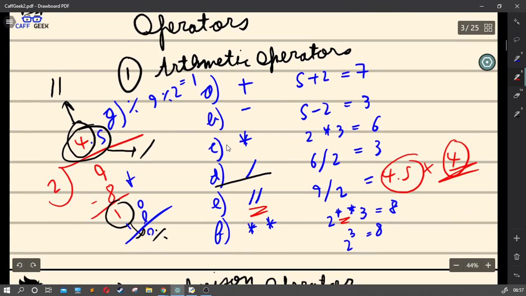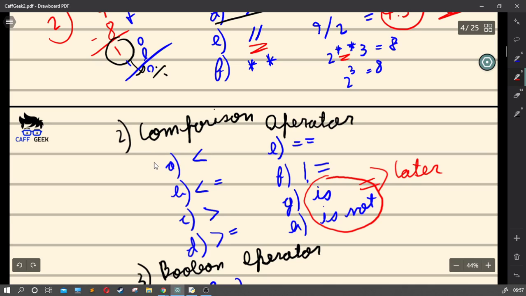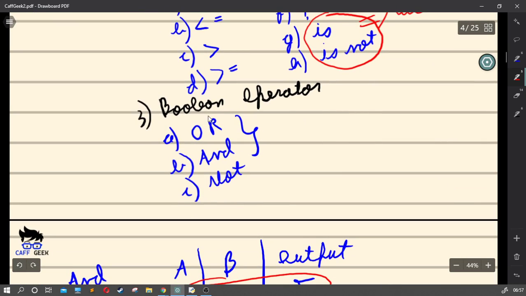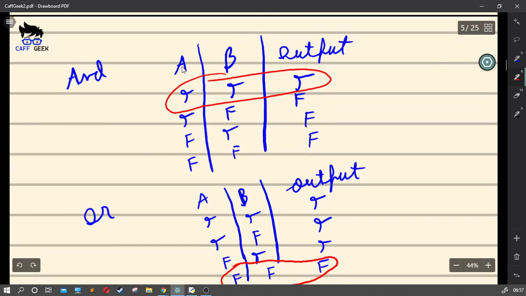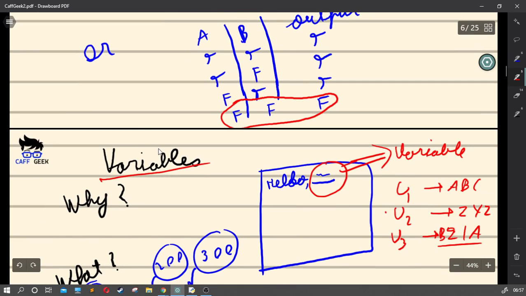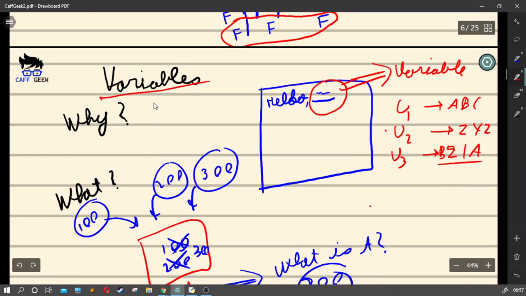We have operators. We have seen all the arithmetic operators. Modulus is really important, and we will see that in future. We have seen comparison operators, though we have not seen is and is not, which we will see later in different modules. We have also seen Boolean operators, the usage of and, or, and also not.